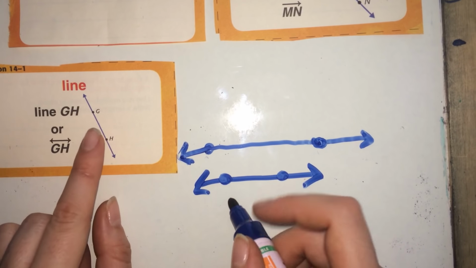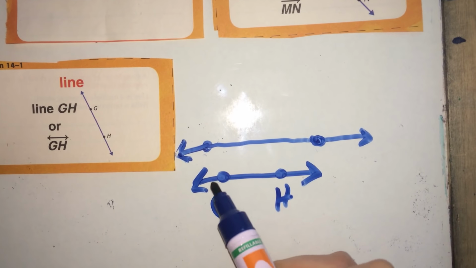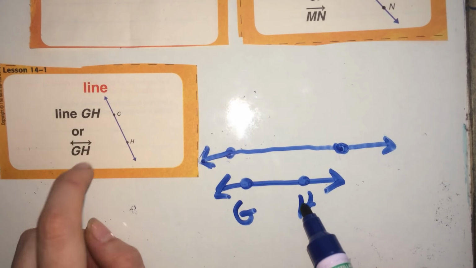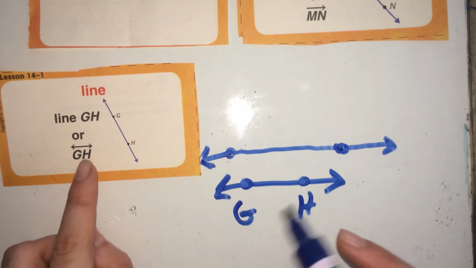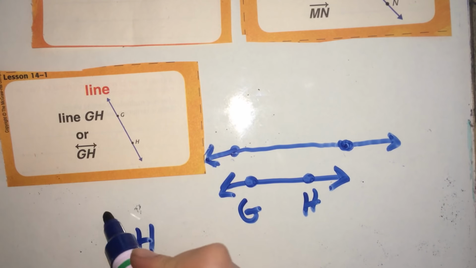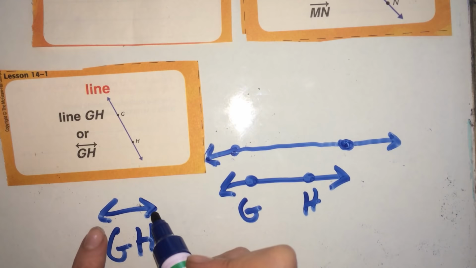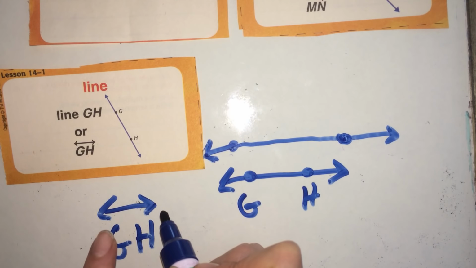So here they've named it G and H. So G and H. So I would call this line GH, or here's the shortcut way to do it. Put the G, put the H, and then draw a line on top. But you have to have the 2 arrows so we know if it's a line segment or not.